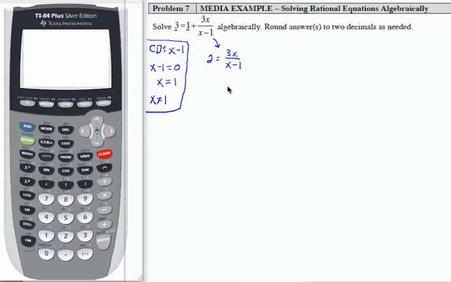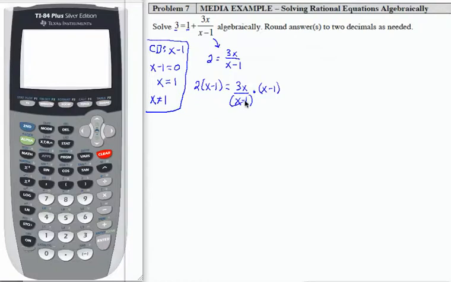So I'm now going to multiply both sides of the equation by the common denominator. That common denominator is x minus 1. So that gives me 2 times x minus 1 equals 3x over x minus 1 times x minus 1. And sometimes it helps to put these in parentheses like that.